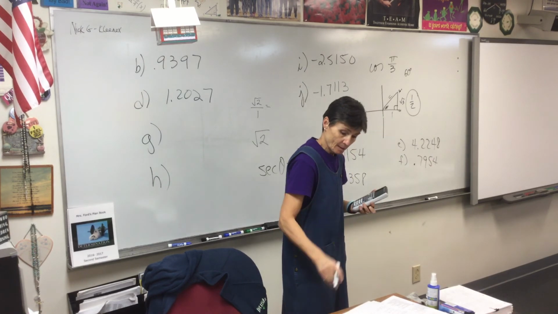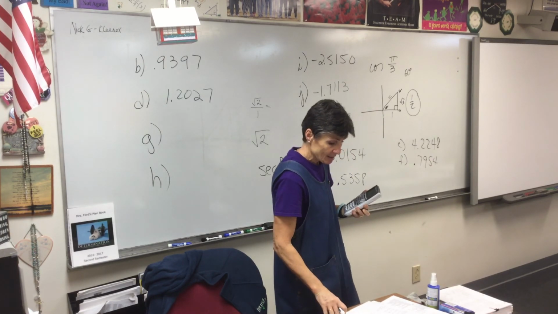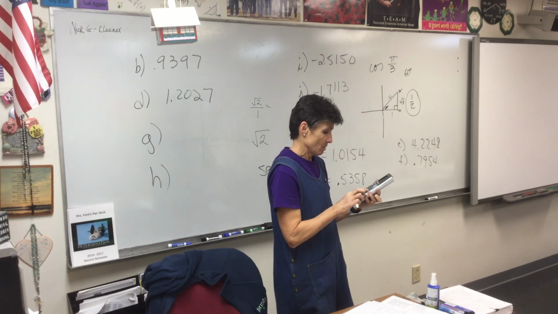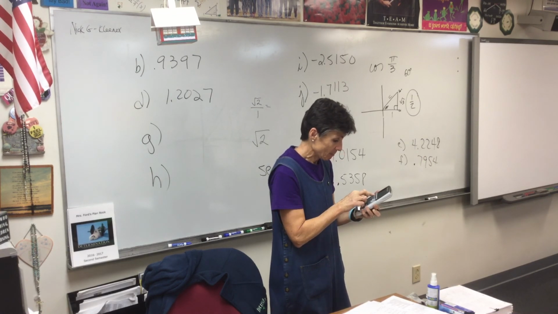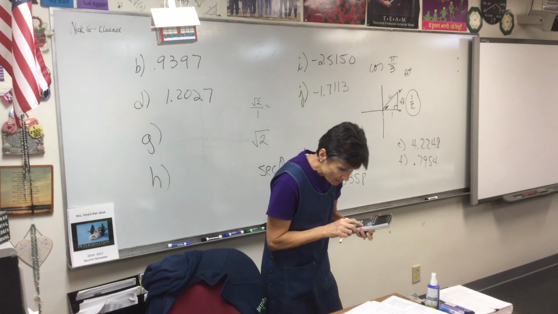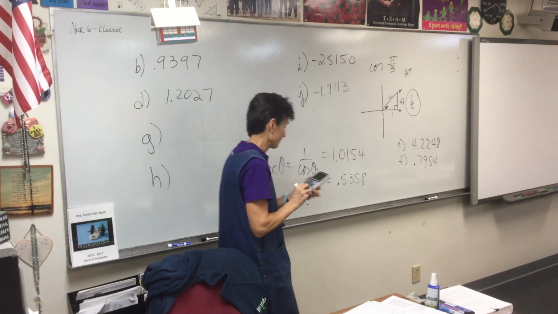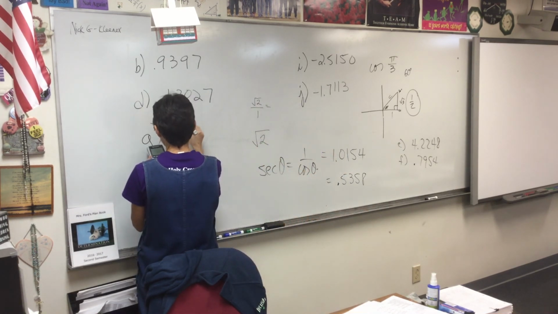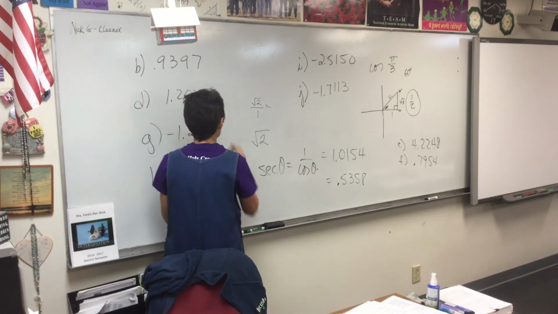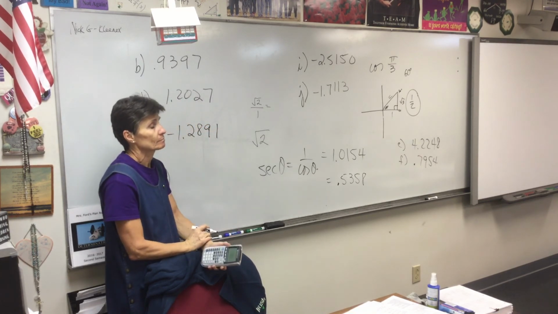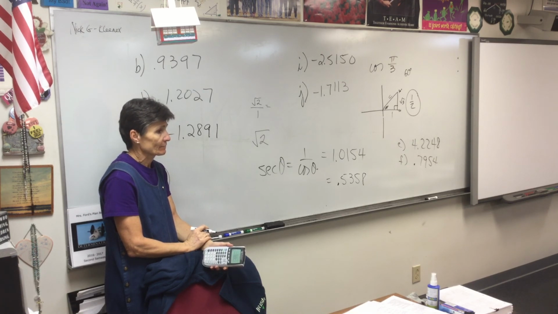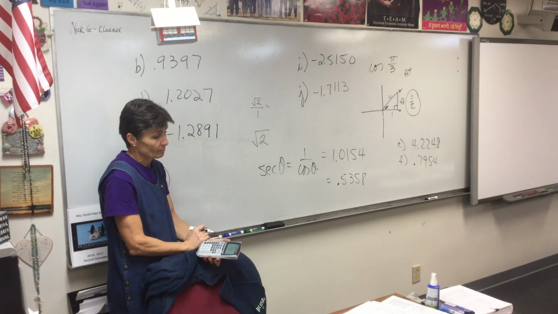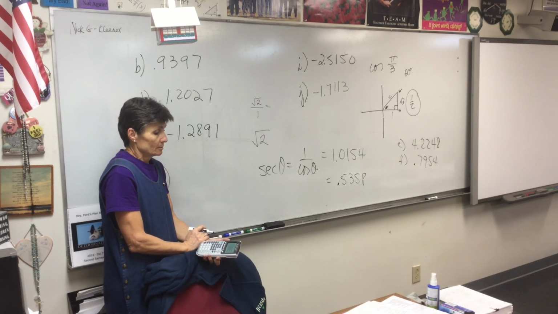G, how do I type in a secant? 1 divided by cosine. 1 divided by cosine, perfect. And then 18 pi divided by 23. Negative 1.2891. 18 pi. Negative 1.098.